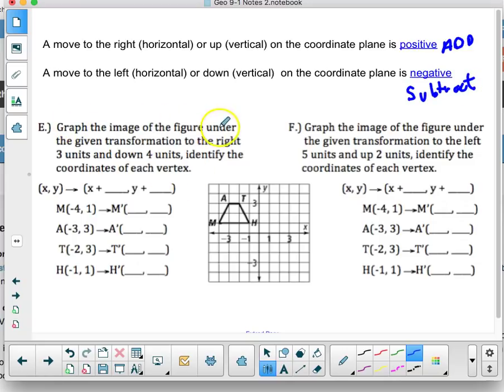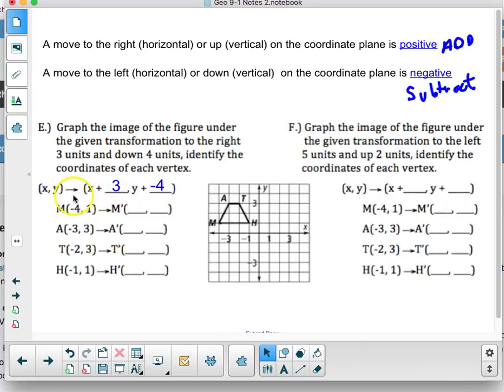Graph the image of the figure under the given transformation: to the right 3 units and down 4. Identify the coordinates of each vertex. If I transform to the right 3 units, I'm going to add 3 to the x, because x is left and right. Y is up and down, so if I go up, I'm adding, and if I go down, I'm subtracting. So it's really a negative 4 here. Let's double check that I put that in right. So we got 3 and negative 4.